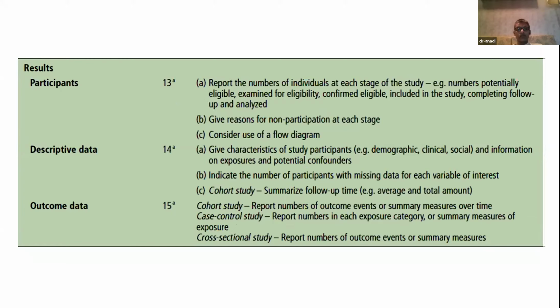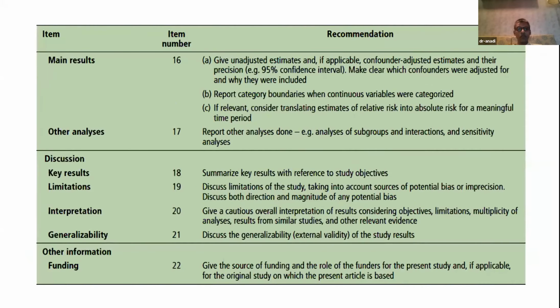Results, numbers 13, 14, and 15. Who are the participants? What is your descriptive data? And what is your outcome data? Everything can be pointed out in a synopsis or a thesis. Item number 16 is the main result. Then you give an analysis.